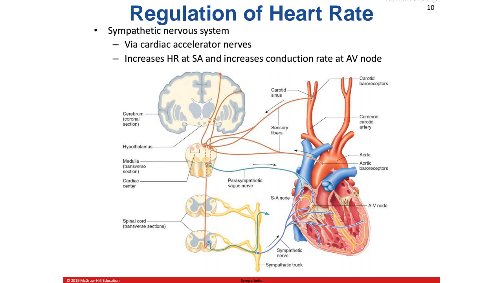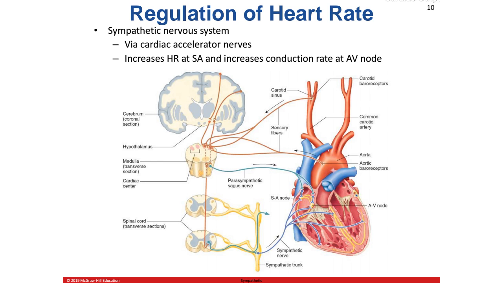At the same time, there are branches of these neurons, so there's bifurcations, and they send branches to the AV node where they increase the conduction rate. And this actually makes a lot of sense. If there's an increase in heart rate, then the atria should contract, and then very quickly after that, the ventricles need to contract. And so if you had a large slowdown at the AV node, that would lead to the ventricles contracting too late. And so it makes sense that with an increased heart rate, you should also have an increased conduction rate at the AV node.